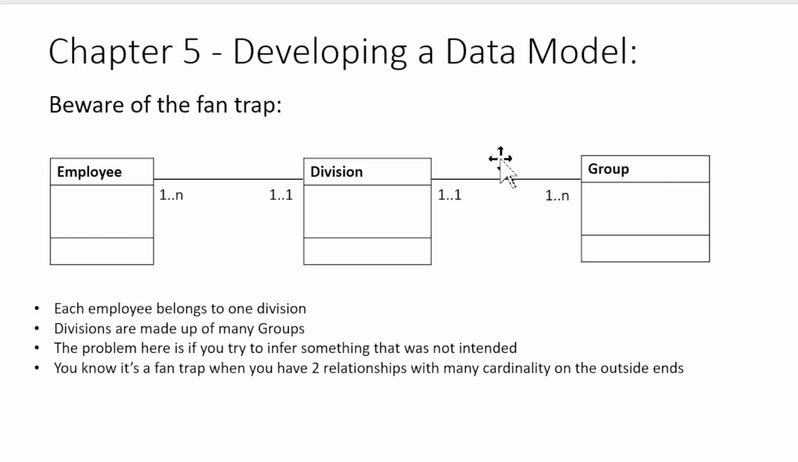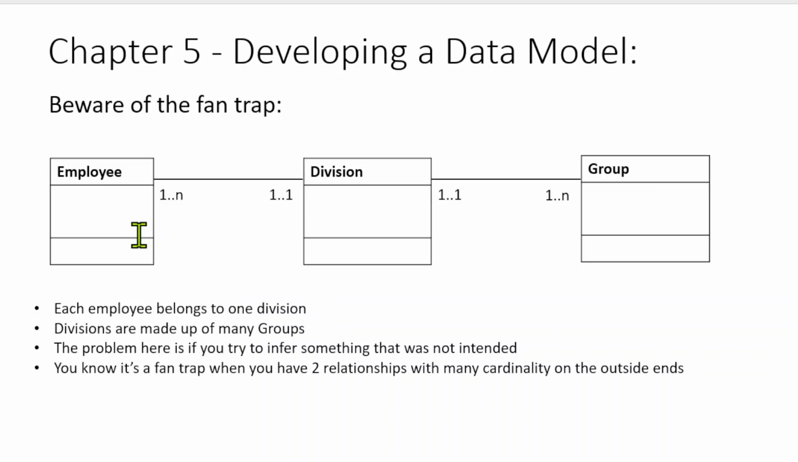This one's called a fan trap. All right, and the idea is that you have employees who are part of a division, and divisions are made up of many groups. So Division A could have groups 1, 2, 3, 4, 5, 6 in it. Division B has groups 8, 9, whatever. Okay?